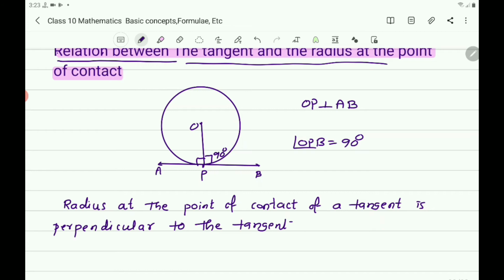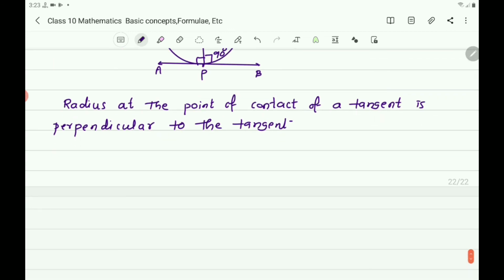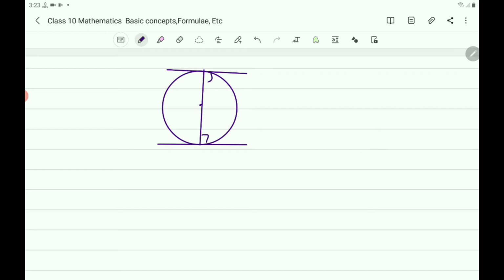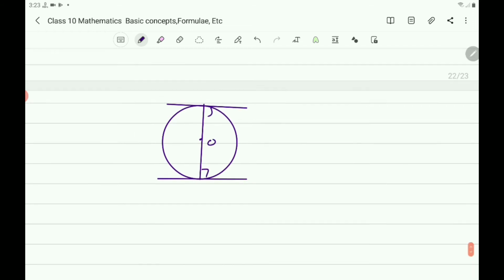And there may be some questions based on this concept. Now consider a circle and a diameter. You can draw the tangents at the ends of the diameter, and the tangents drawn at the ends of a diameter of a circle are parallel. These two tangents are parallel to each other. So that is one of the next concepts.